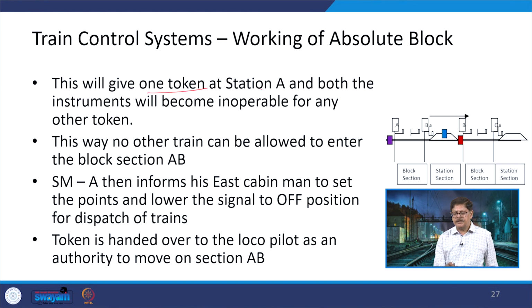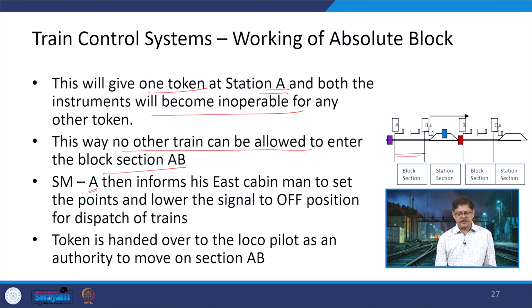This will give one token at station A, and both the instruments will become inoperable for any other token. As I said, this token is going to be utilized: it has come out, it is going to be inserted at station B, and that will open only when the train reaches station B. The loco pilot will hand over the token to the person, and it is going to be inserted back. So, this way no other train can be allowed to enter the block section AB.